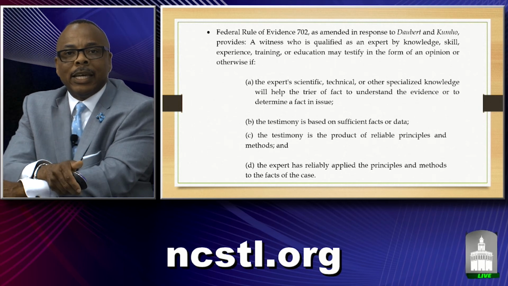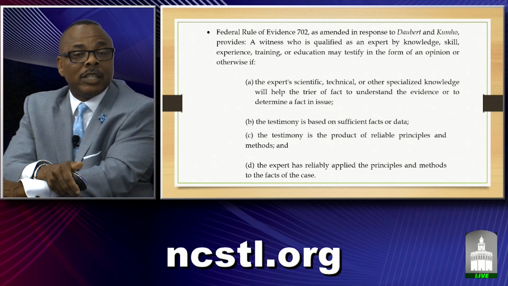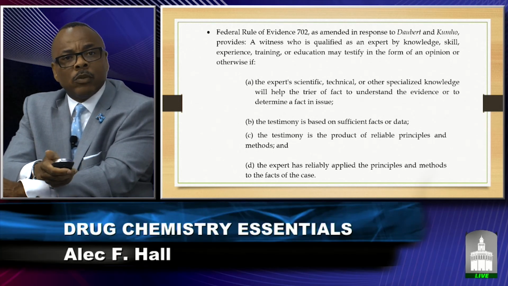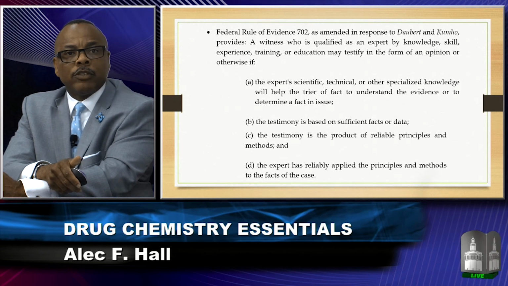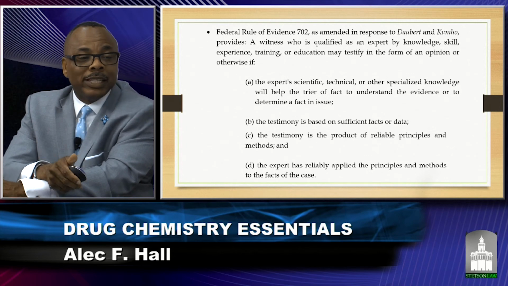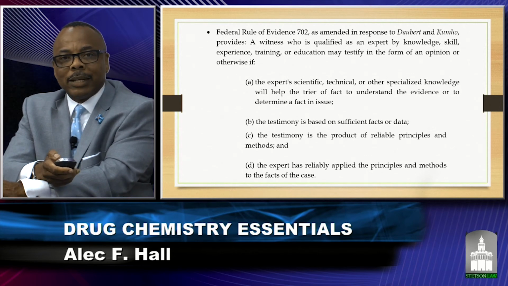Now, in A, again, will help the trier of fact. If the testimony is not going to help the trier of fact, then the witness is not needed. Well, Judge, we have an expert that's going to come in and say 2 + 2 is 4. Not going to happen. We already know that. We should know it. So the witness will not be allowed to testify on something like that.